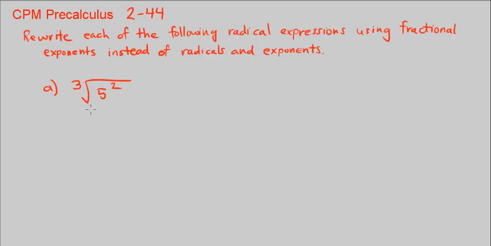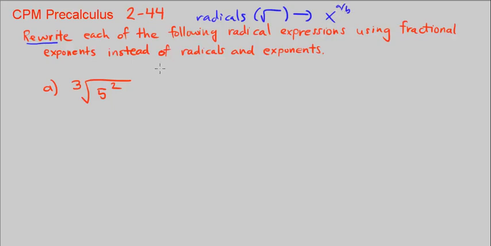This is CPM Precalculus, Chapter 2, number 44. So here we're asked to rewrite each of the following radical expressions using fractional exponents instead of radicals. So basically we want to go from radicals, that's the roots, to fractional exponents instead. We want to be something to a fraction, like a over b.